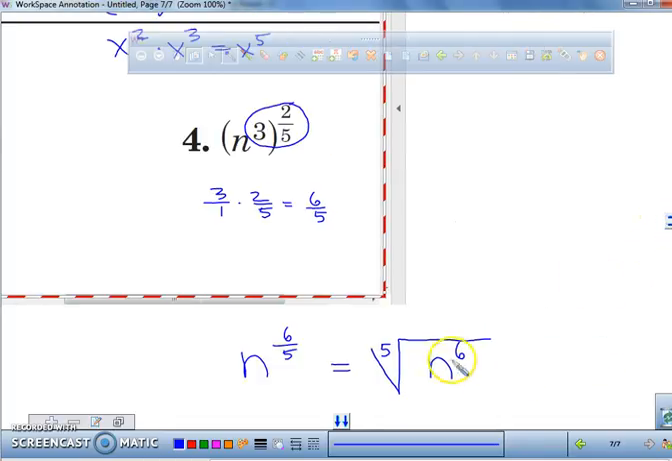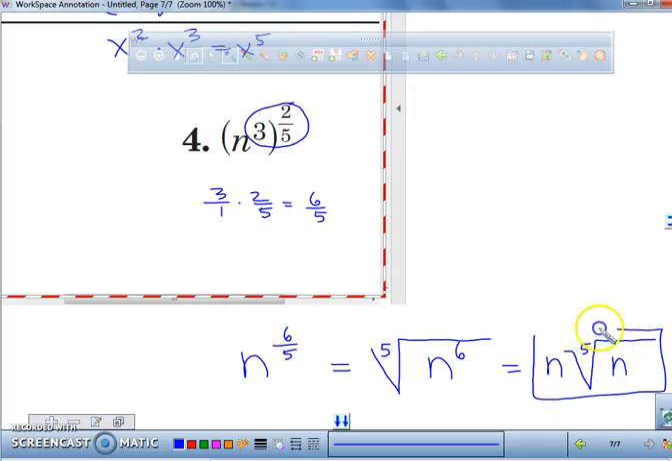Now, this is correct, but it's not simplified, because in radicals, we have to continue to simplify. How many n's do you need right here? You need 5 n's being multiplied together. You need a group of 5. Do we have a group of 5? Yes, we have a group of 6, which means 1 n can come out. And how many do we have left? 1 inside the radical. This would be your final answer simplified.